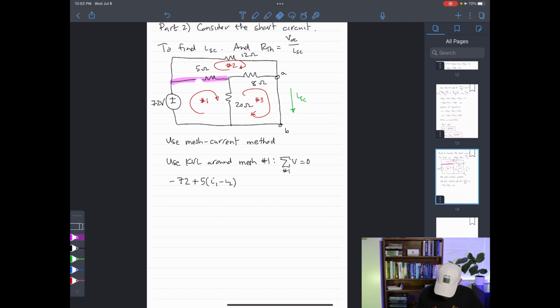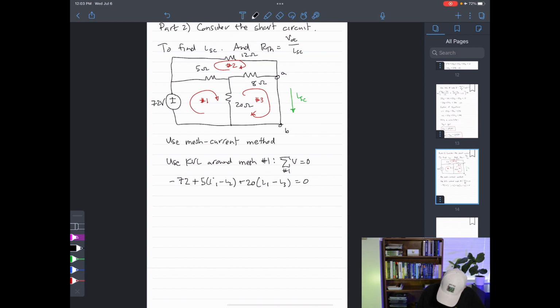Notice that, once again, I can distribute some of these and group like terms to clean up this equation. So this was 5 times I1, and 5 plus 20 gives 25 I1. I have minus 5 I2s. I also have minus 20 I3s. And I can move that 72 to the opposite side, like so. I'll call that equation 1.